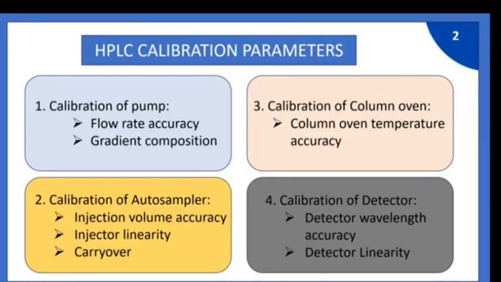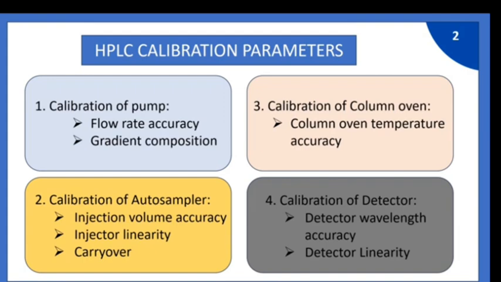Calibration parameters. There are four main parts of HPLC. First is pump, second is auto sampler, third is column oven, and fourth is detector. Each part of HPLC is calibrated with different parameters. Let us see the first part, that is pump.